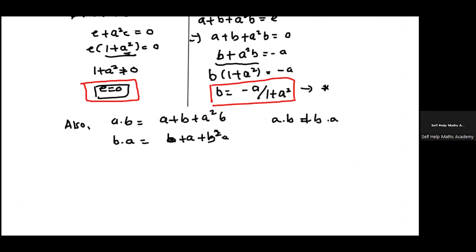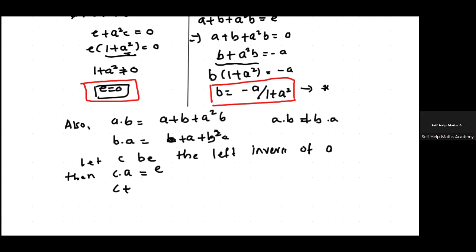of A. Then C dot A is equal to E. So this will give us the first element plus the second element plus C squared A equal to E. Since we have found the identity element E equal to 0, this implies C plus A plus C squared A is equal to 0.